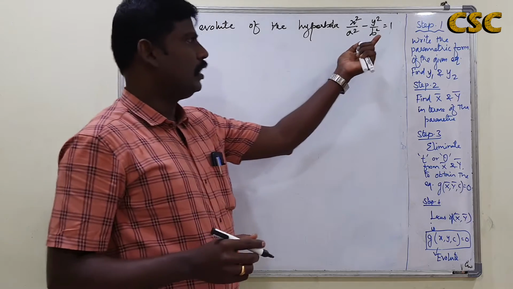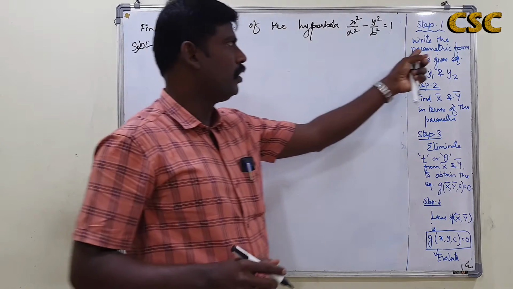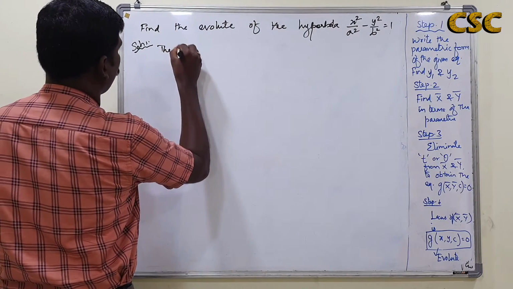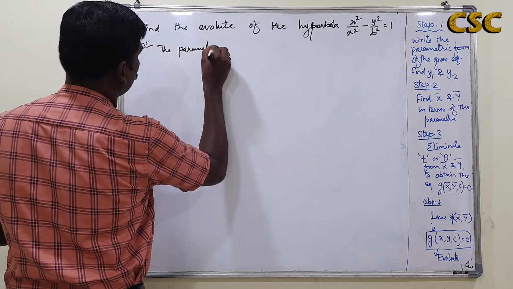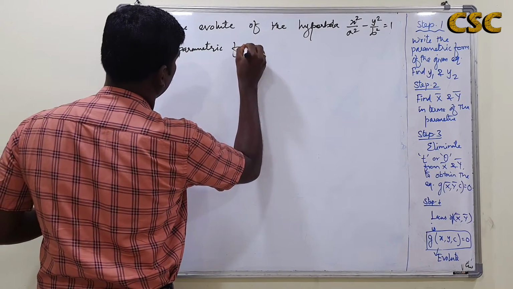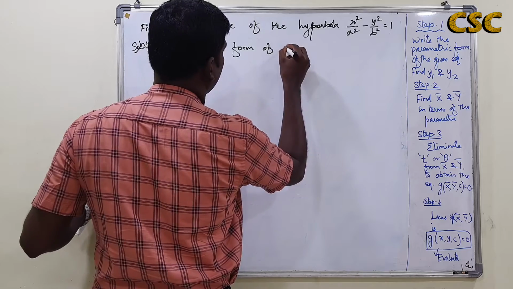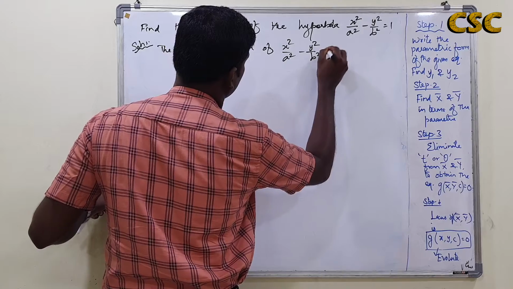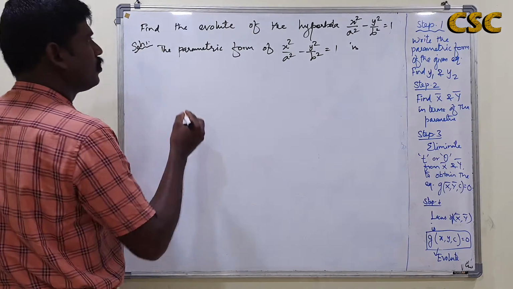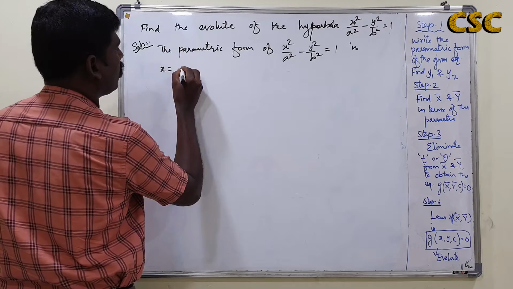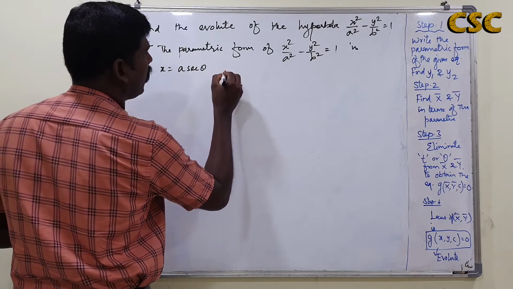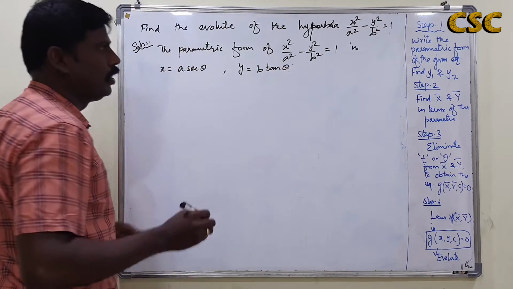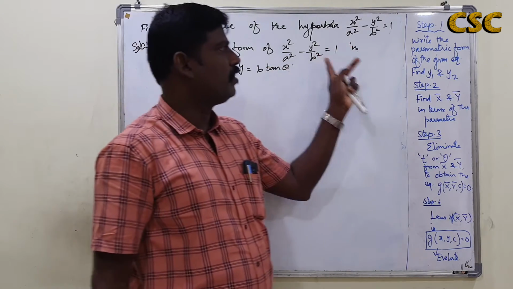So the given equation is in Cartesian form, so we write the parametric form of the given hyperbola. The parametric form of x square by a square minus y square by b square equal to 1 is x equal to a secant theta, y equal to b tan theta.